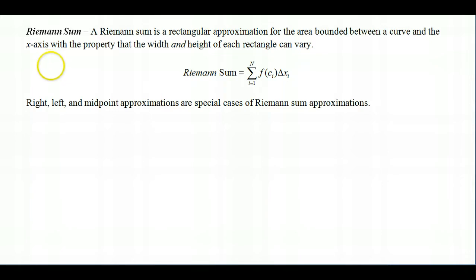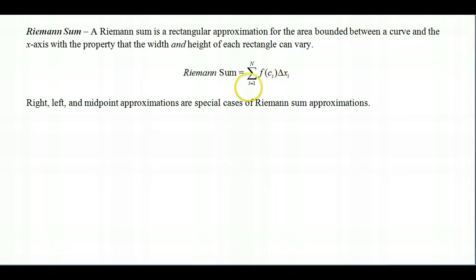So we're going to have a formal definition for a definite integral, and we're going to start by needing to define a Riemann sum. A Riemann sum is a rectangular approximation for the area bounded between a curve and the x-axis with the property that the width and the height of each rectangle can vary. A Riemann sum here is defined as the sum of i equals 1 to n of f of c sub i delta x sub i.